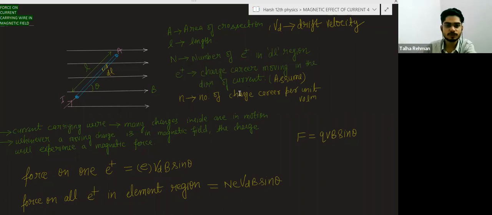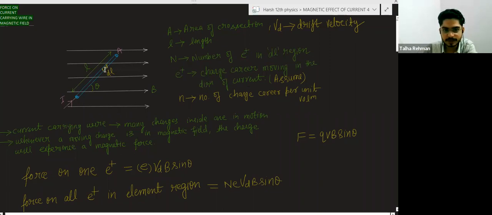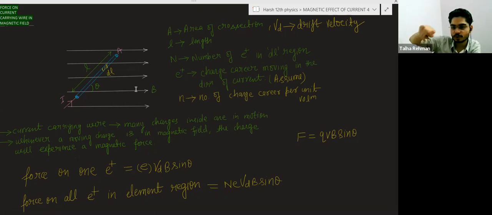Okay. So this is the direction of the current, and this is the magnetic field. Point your fingers along the direction of the current and curl them towards the magnetic field.